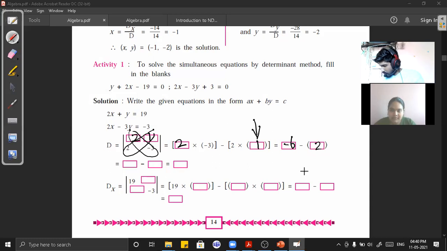So here in this box, actually I think they have given this box extra. This is an extra box here. So here we'll write the same terms, minus 6 and minus 2. And how much is minus 6 minus 2? Minus 8.